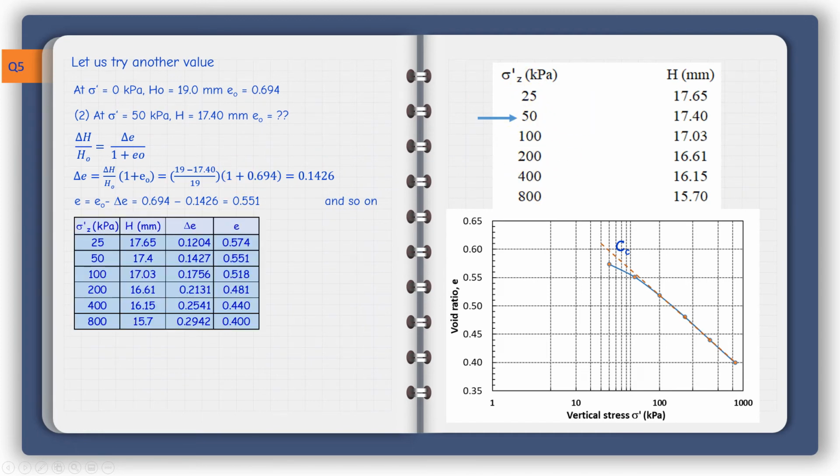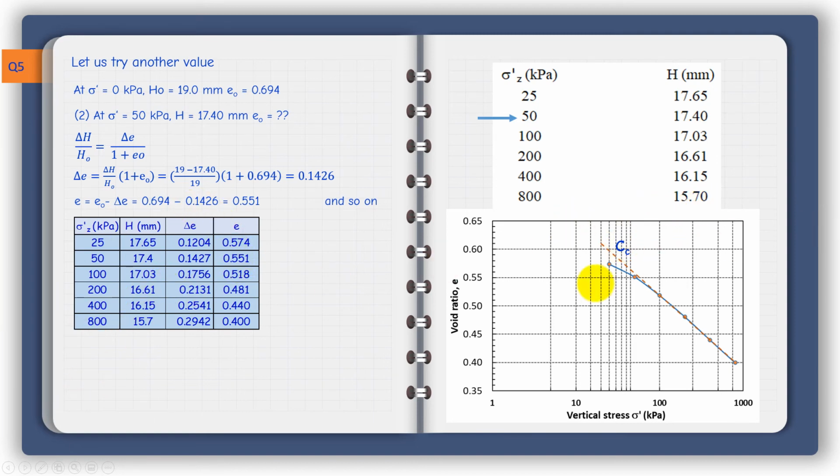I can now tabulate the results. 25, height is 17.65, this value. Delta e is 0.1204, the value that we calculated from the previous page, and e is 0.574. 50, exactly the same. So I have 17.4, 17.4. Delta e, we just calculated it here, 0.14267, and the e equals 0.551, and so on.